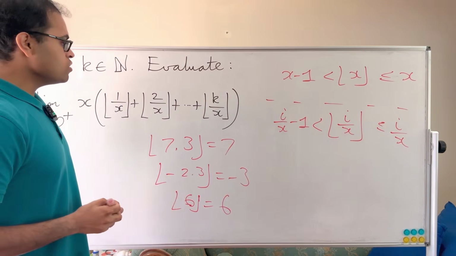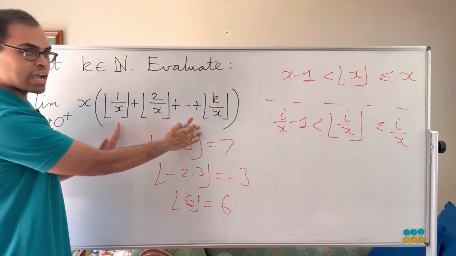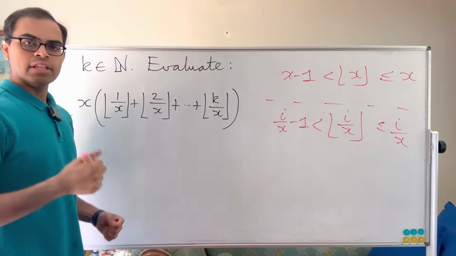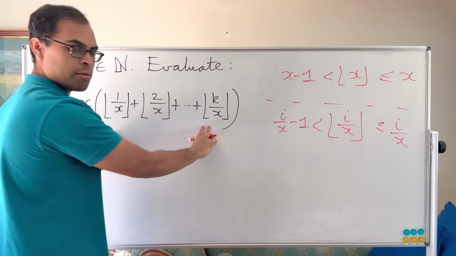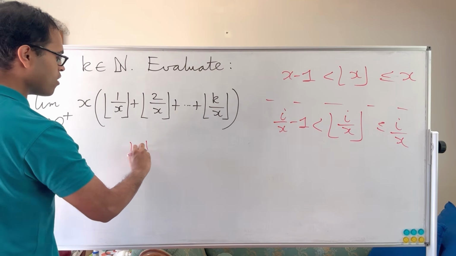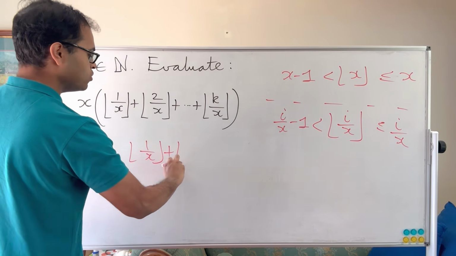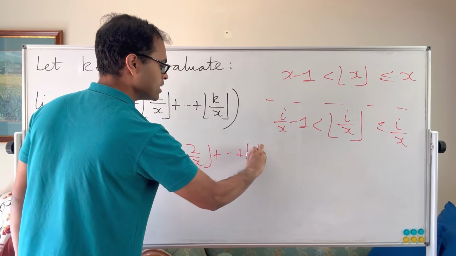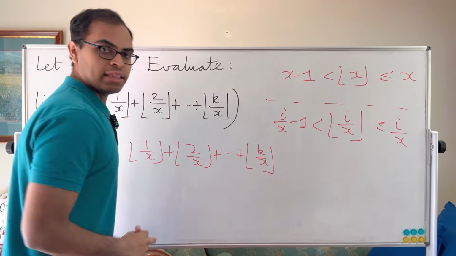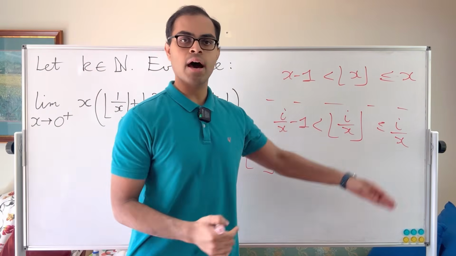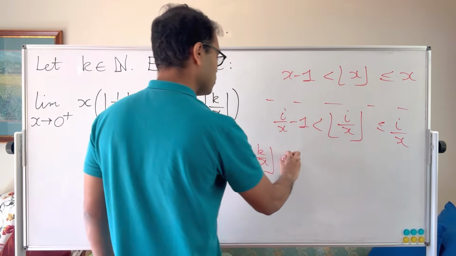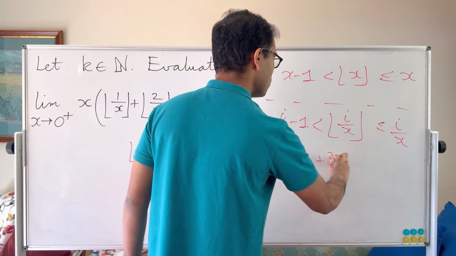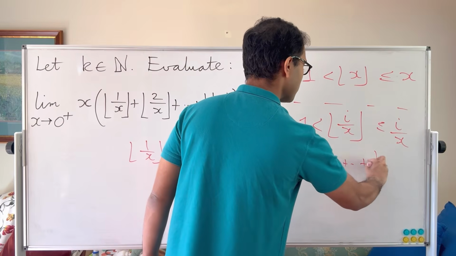So now we can estimate what's inside this sum. We have the floor of 1 over x, plus the floor of 2 over x, all the way up to the floor of k over x. That's the sum we're interested in. That's going to be less than or equal to the sum of the numbers, so less than or equal to 1 over x plus 2 over x, all the way up to k over x.